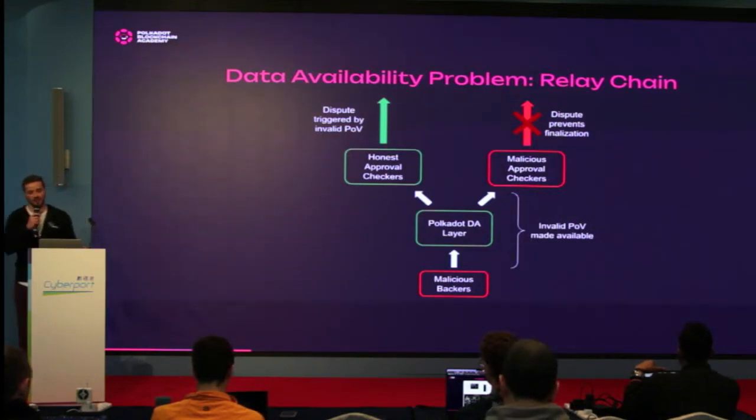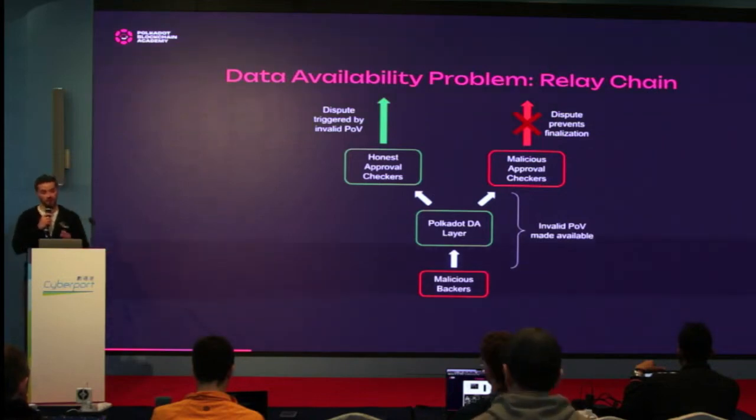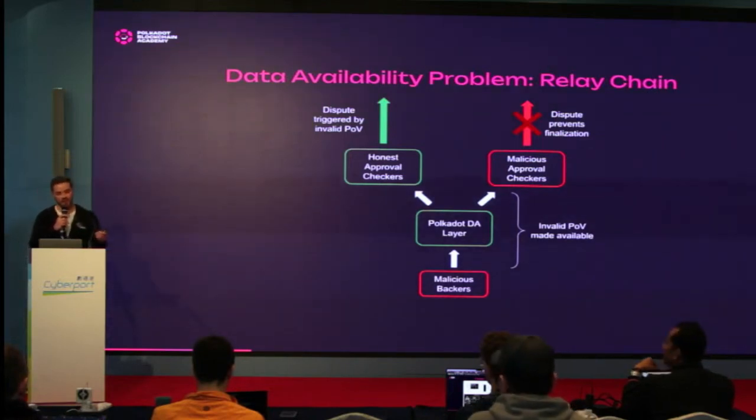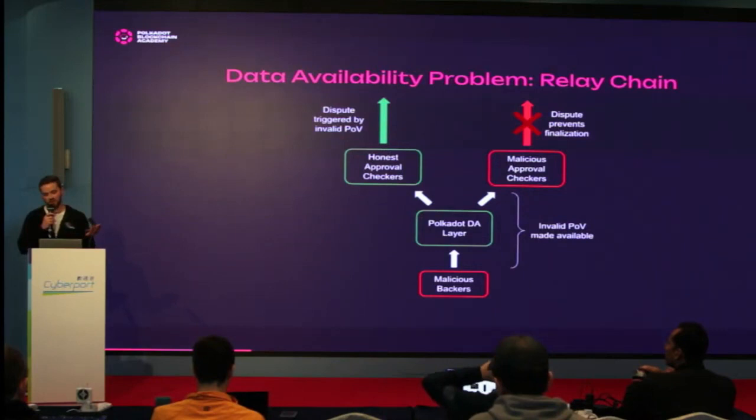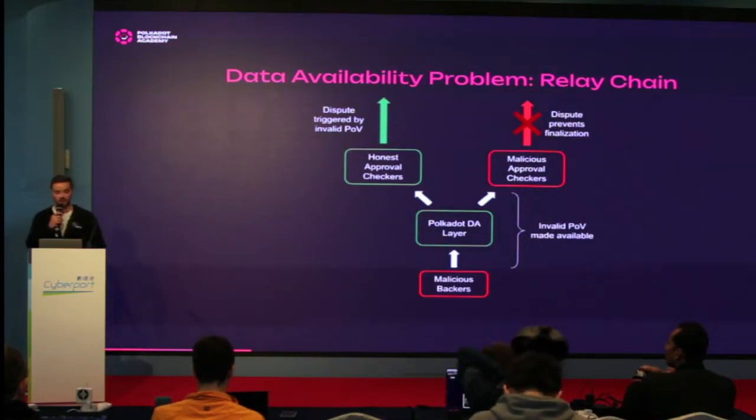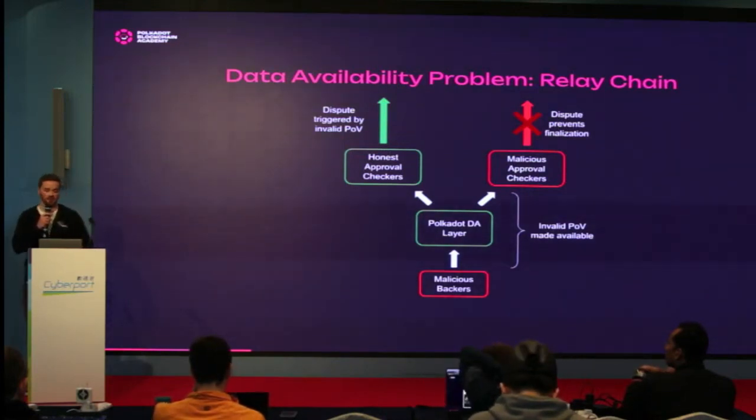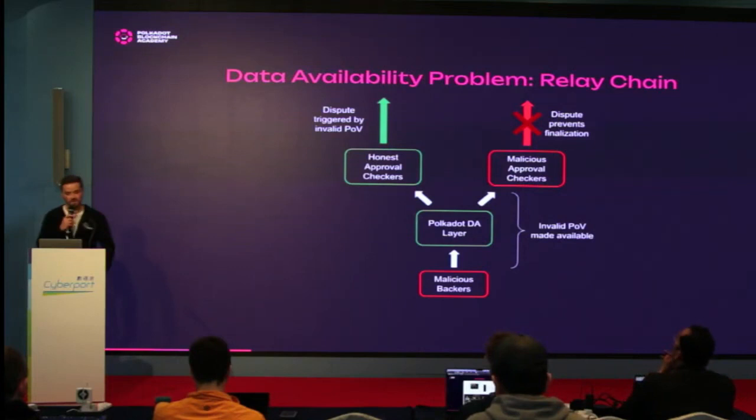Once our backers have passed the proof of validity to the data availability layer, then it's the responsibility of that data availability layer to pass it on. So approval checkers, both honest and malicious, will get the correct proof of validity. And so if malicious approval checkers were to try to approve an invalid proof of validity, we would appropriately get our honest approval checkers calling that out and triggering a dispute.